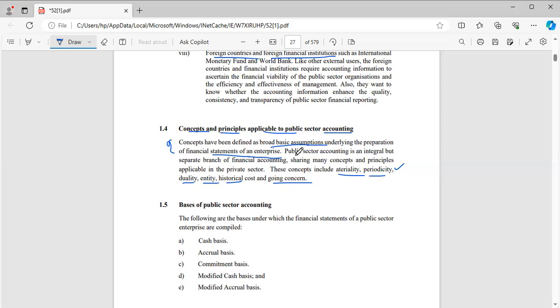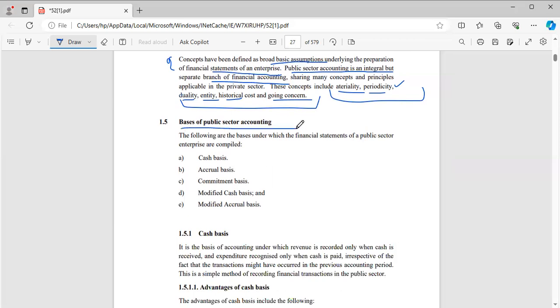Now look at this part I want you to follow. Public sector accounting is an integral part, but separate branch of financial accounting, sharing many concepts and principles applicable in the private sector. So if we check, all these concepts are also applicable in the private sectors. So here are the concepts and principles of public sector. So you can also use your ATS1 knowledge to answer these questions.